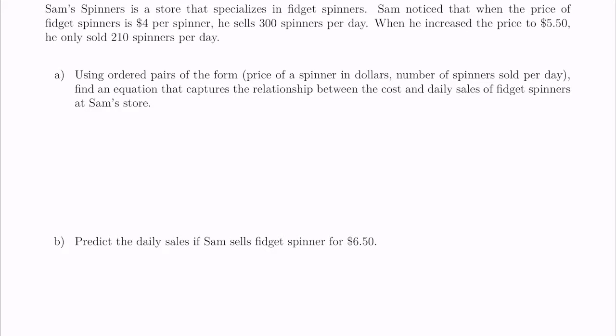Recognizing that we have been told we will be using ordered pairs that have the x value being the price of a spinner and the y value being the number of spinners, we can see in the first situation, when the price was $4 per spinner, he sold 300 spinners. So that would give us an ordered pair of 4, 300. In the second situation, he increased the price to $5.50 and sold 210 spinners per day. So that would give us an ordered pair, 5.5, 210.